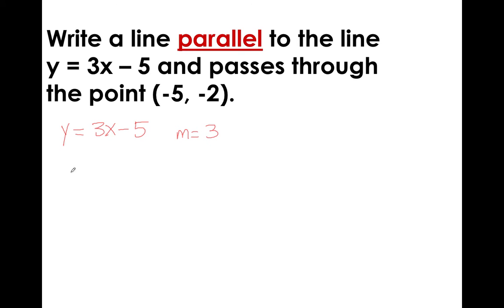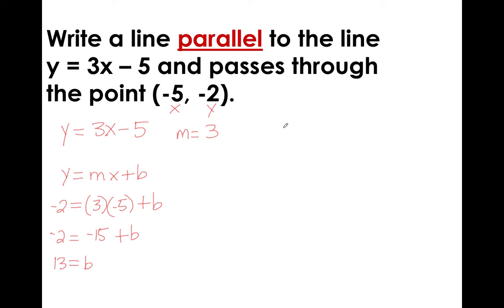And so now what I need to do is take y equals mx plus b. Remember, this is x and this is y. Plug in what I'm given. Well, my y is -2, my slope is 3, my x is -5, and I'm solving for my b. That gives me -2 equals 3 times -5, which is -15, plus b. When I add 15 to both sides, I get 13 is equal to b.